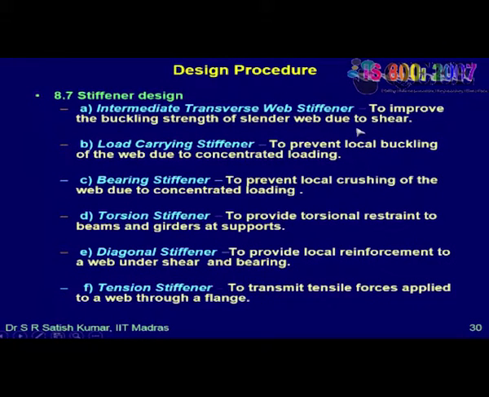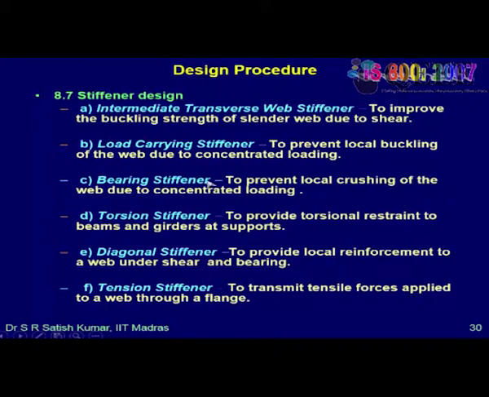Then you go for providing the stiffeners. Stiffeners are basically to prevent shear buckling of the web; we use an intermediate transverse web stiffener, ITS. To prevent other types of web buckling, we may use a load carrying stiffener, or for web crippling we may use a bearing stiffener, etc. And for stability at the ends, we may use a torsional stiffener, and so on. So there are a variety of stiffeners. These are defined in the code, and generally one stiffener can perform more than one role.